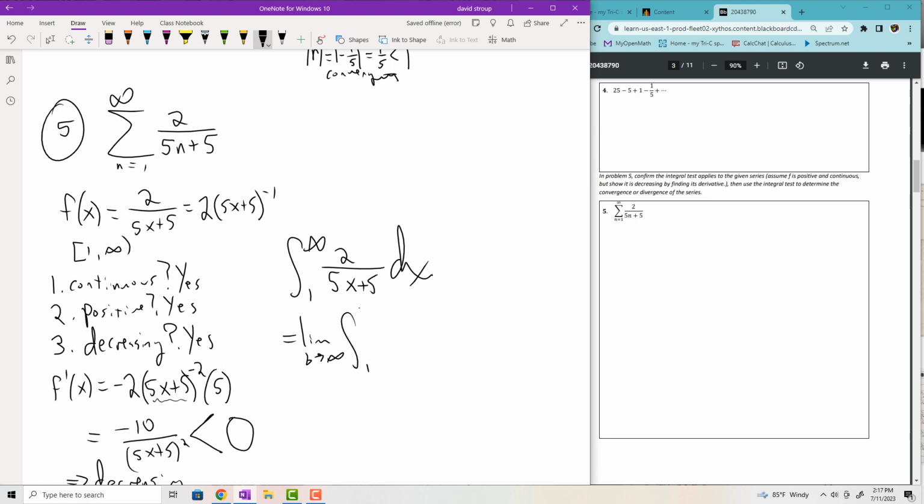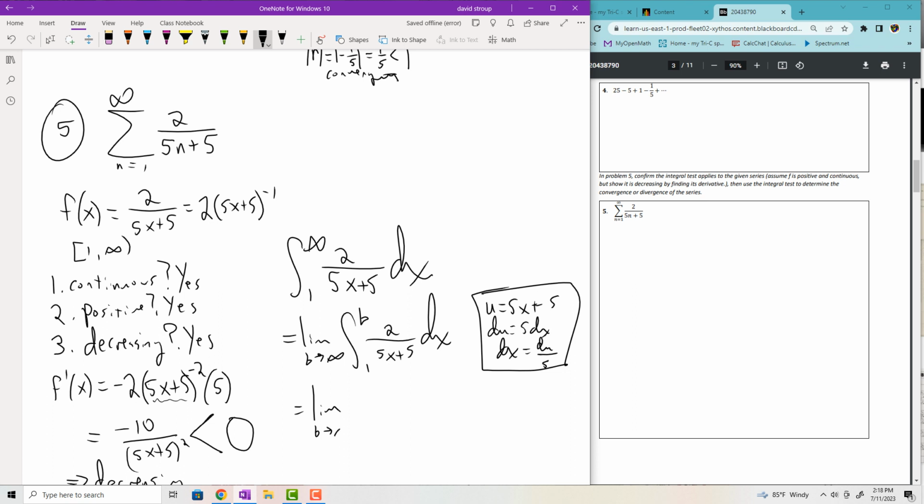Replace the bad bound or the bad limit with the variable. Got 2 all over 5x plus 5 dx. I need to do a u sub on this character for the denominator. So you should be showing me your u subs on the test. This will be the limit as b goes to infinity.